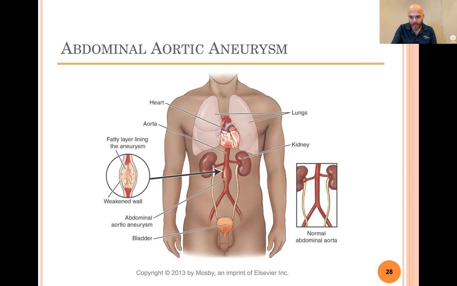It's supposed to be, if you look at this little bitty picture over here on the side of the slide, nice and smooth in one shape like that. So that wall of the aorta there is very weak and at risk for bursting. And that would probably lead to death in that person right there.